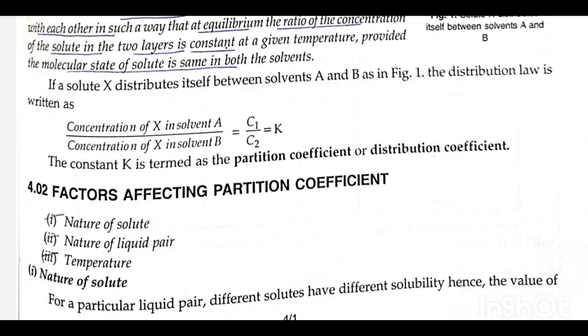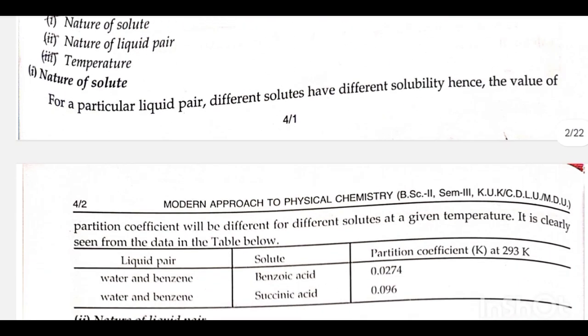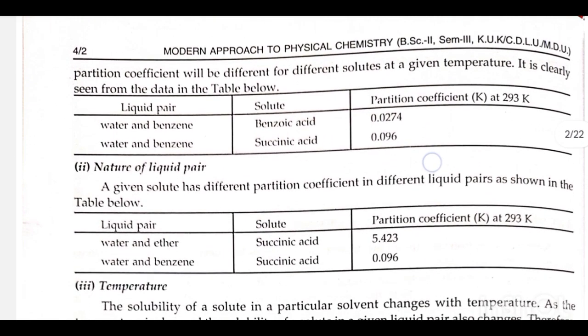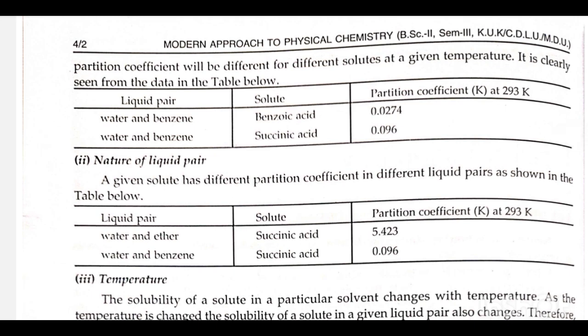Factors affecting partition coefficient: number 1, nature of solute; number 2, nature of liquid pair; number 3, temperature. Number 1, nature of solute. For a particular liquid pair, different solutes have different solubility, hence the value of partition coefficient will be different for different solutes at a given temperature. It is clearly seen from the data.